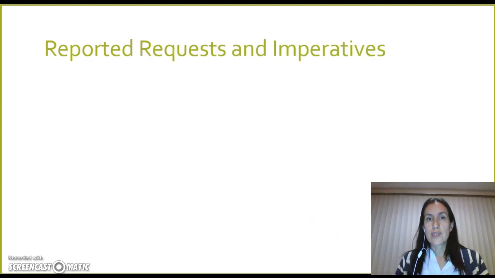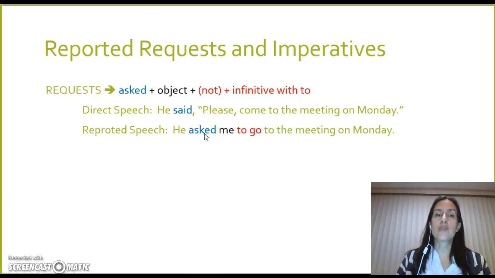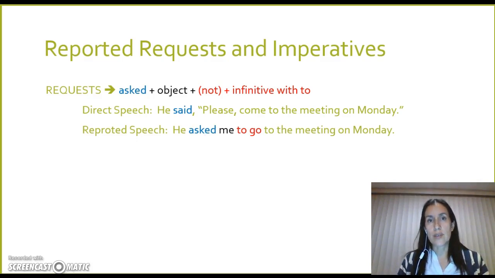We also have requests and imperatives. A request is when someone asks you to do something. Someone asks you to do him or her a favor, or to someone else. So it could be like in direct speech, he said, please come to the meeting on Monday. So that's a request. How do I report that? Instead of said, I'm going to use the verb ask. Because the verb ask in this context means that someone is requesting something.